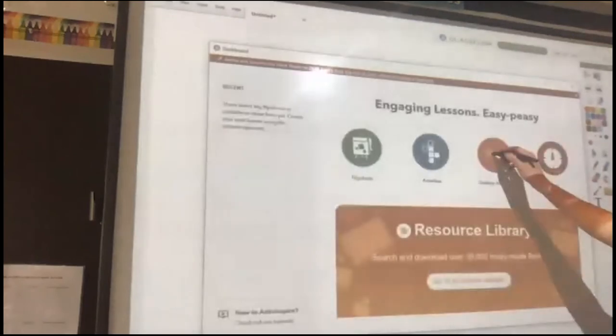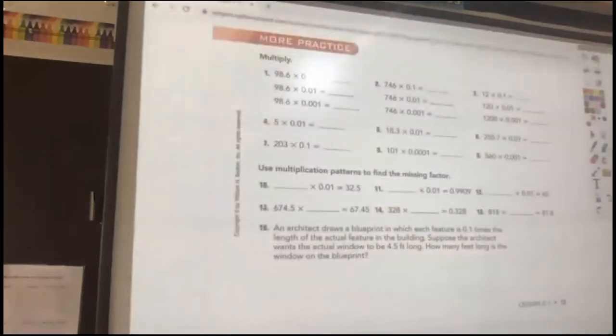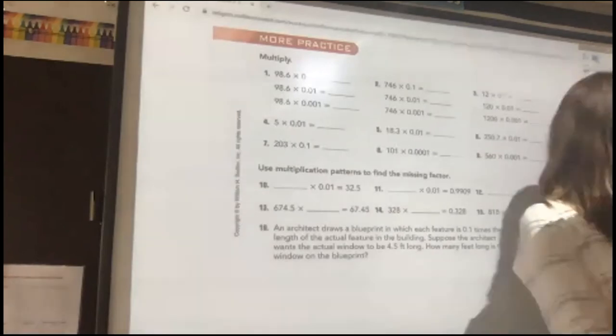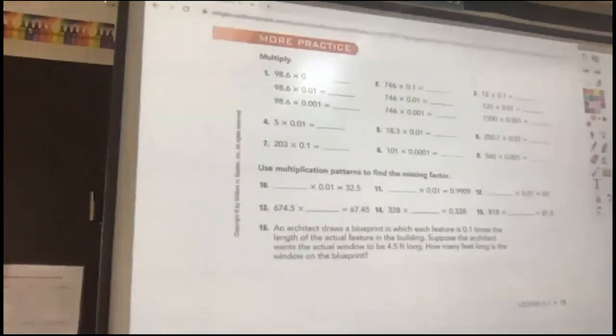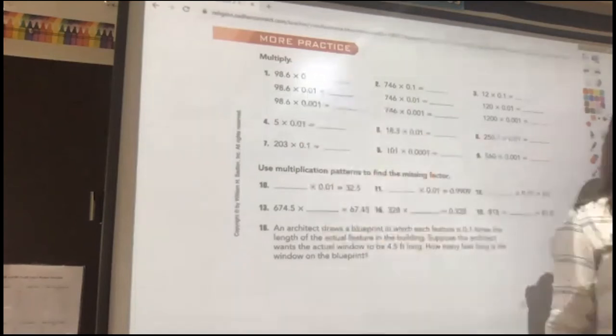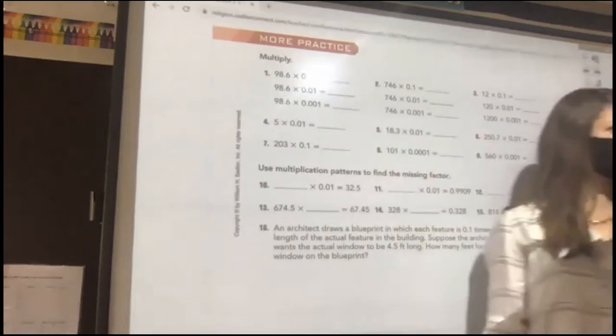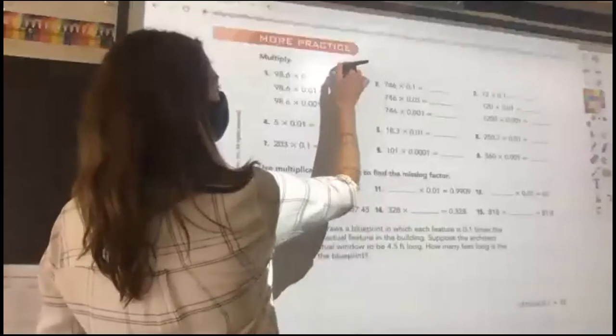So I'm just going to annotate over the top of this. Go grab your notes, go grab them. And we're just going to pick up on some of the patterns that we just demonstrated, okay? So for set number 1, if you have 98.6 and you're sliding it one place value over, what happens to that 98.6? It becomes 9.86, okay?